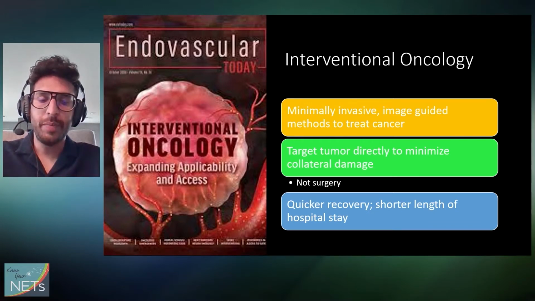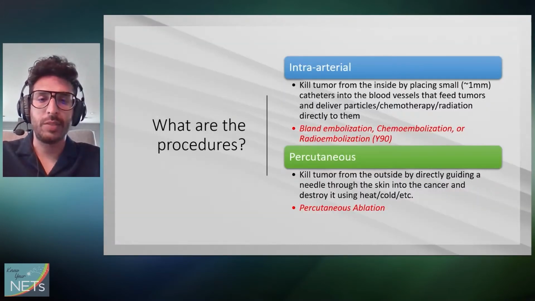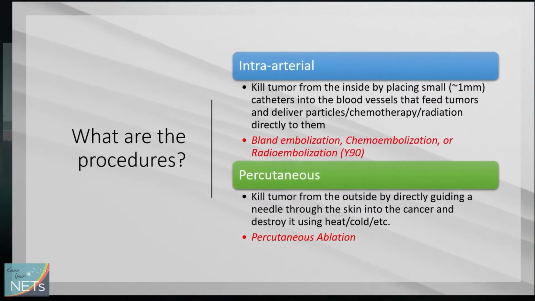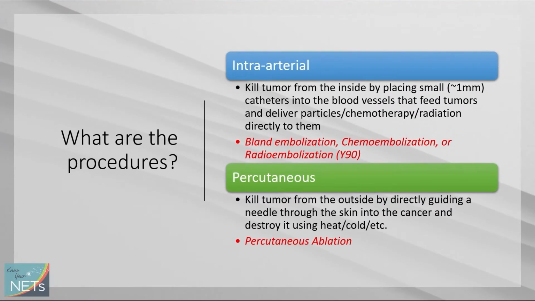It's not surgery, so some of the advantages of the minimally invasive procedures we do include quicker recovery and a shorter length of hospital stay. The procedures that we perform boil down into two major categories. One is called intra-arterial procedures, where we go through blood vessels and kill tumors through those blood vessels. The other type is known as percutaneous procedures, where we take needles and guide them through the skin directly into the tumor to destroy the tissue using either heat or freezing based methods.